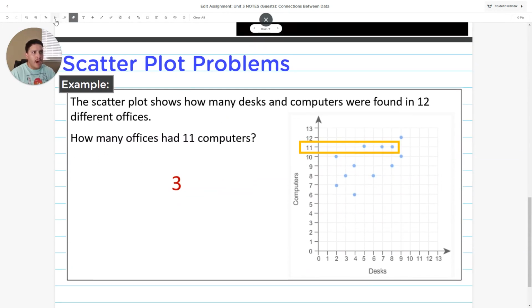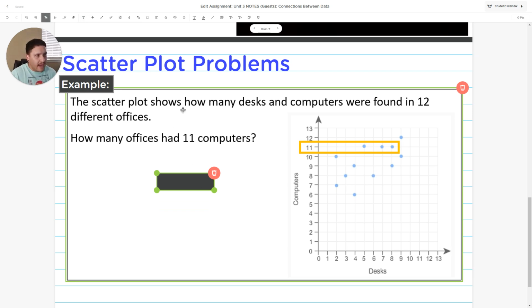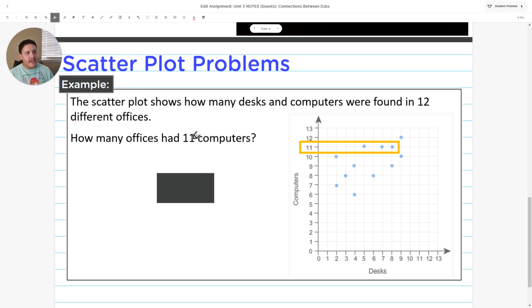Okay, here's another scatter plot problem. The scatter plot shows how many desks and computers were found in 12 different offices. How many offices had 11 computers? So, again, notice what it's asking. It's asking for 11 computers. So, this graph, this scatter plot, has desks and computers. Notice that computers are on the y-axis. So we're only interested in the values on the y-axis. And we're specifically looking at 11 computers.